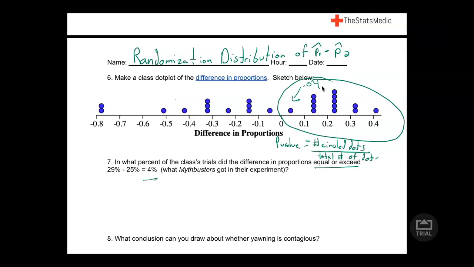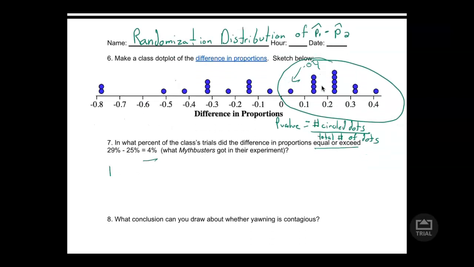So again, on the AP exam, if you have to do this, it's going to be from some type of simulation like this. That's most likely how you would have to calculate a p-value. Otherwise, they may just give you the p-value. All right, so in this case, our p-value is equal to, if you count those dots, 13 out of 25, which is approximately 0.52.